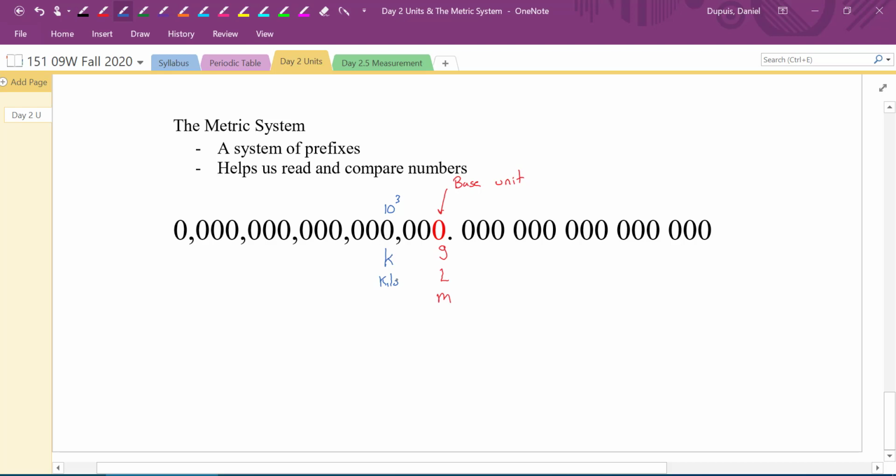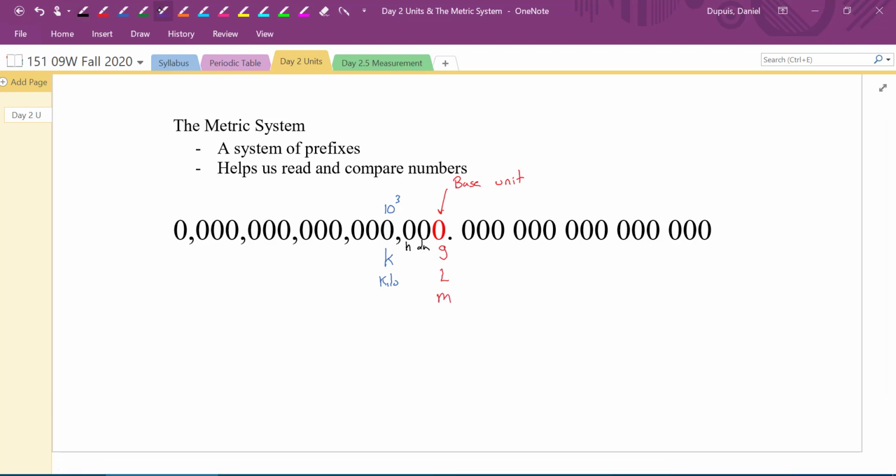There's deca and hecto. We don't use those much. It's a lowercase h and a da. We won't use those in class. They exist, but we won't use them.